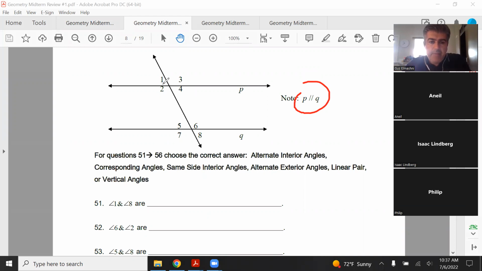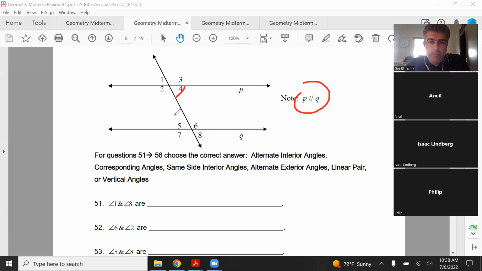Now, you're asked to label whether these are alternate interior, corresponding, same side interior, alternate exterior, or if we have vertical angles or a linear pair. Just so you know, corresponding angles would be like this. Like 3 and 6 would be corresponding, or 4 and 8 would be corresponding. Likewise with 1 and 5, or 2 and 7.